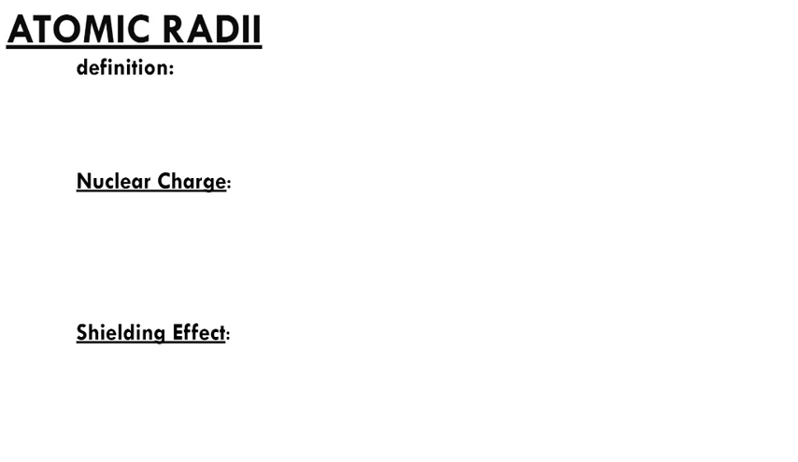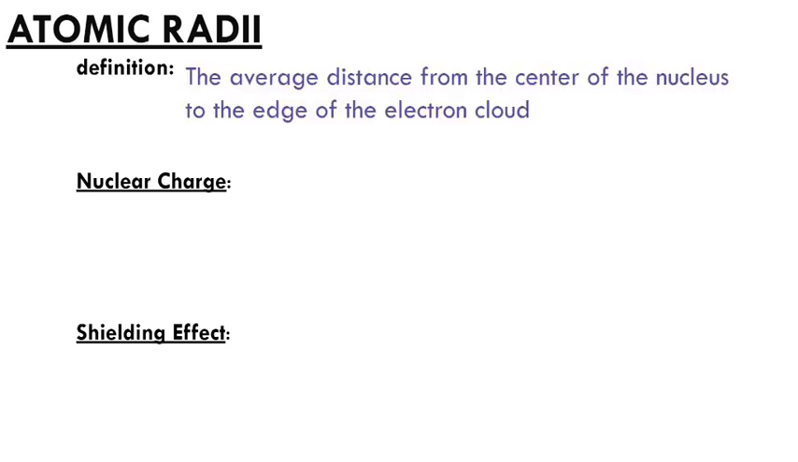So, our atomic radius is the average distance from the center of the nucleus to the edge of the electron cloud. It's a radius of an atom. It's the definition of a radius with atom words shoved in there. Really what this tells us is the size of an atom. So if I ask you which atom is larger, it's going to be the atomic radius that tells us that. Now, if we think about why our atom would get bigger and smaller, the why always comes back to those 2 words we just explained.